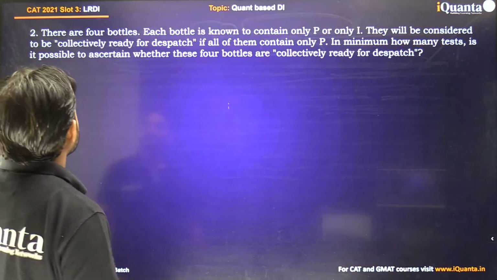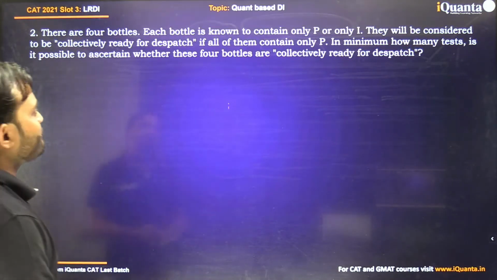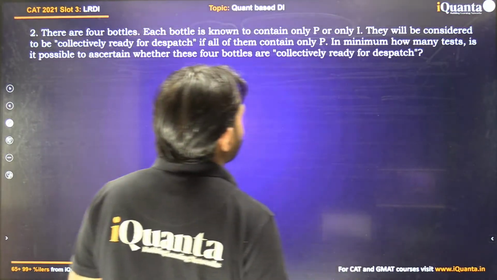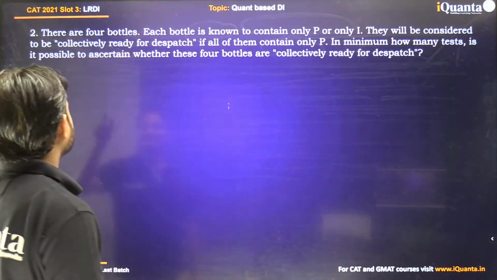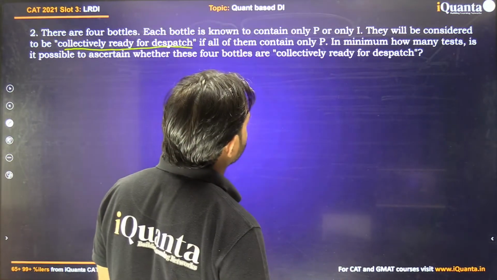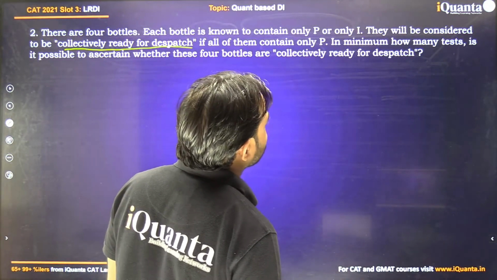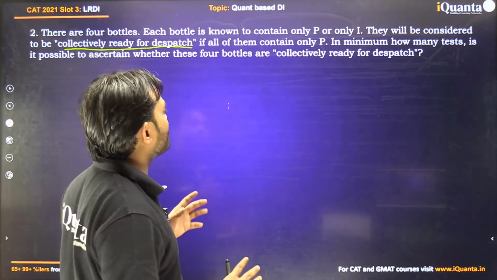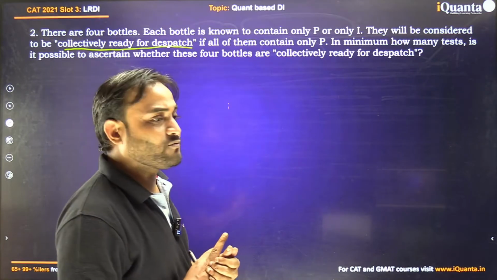Next question. It says there are 4 bottles. Each bottle is known to contain only P or only I. They will be considered to be collectively ready for dispatch if all of them contain only P. In minimum how many tests is it possible to ascertain whether these 4 bottles are collectively ready for dispatch?